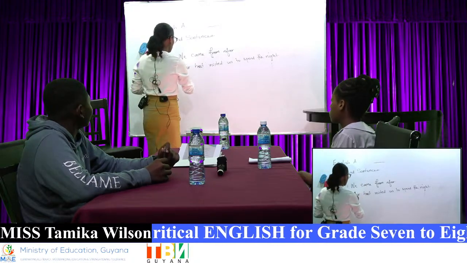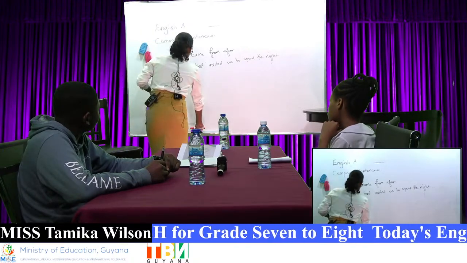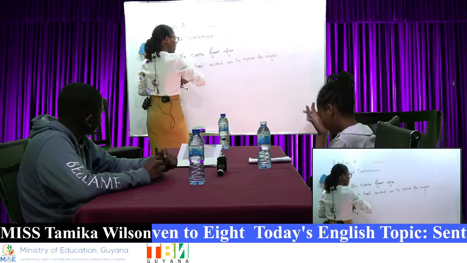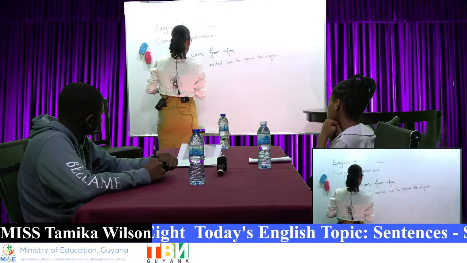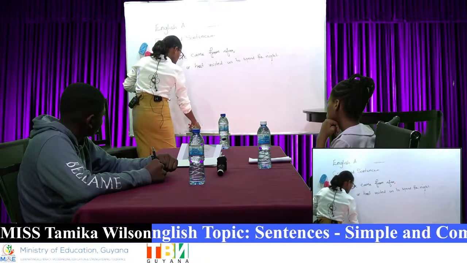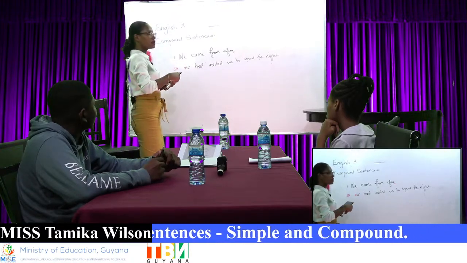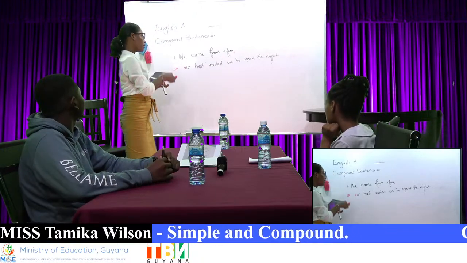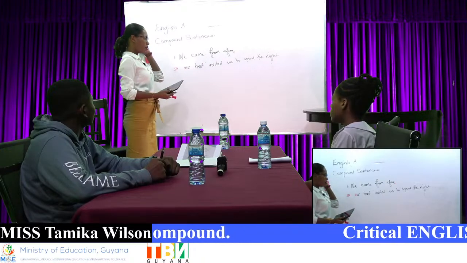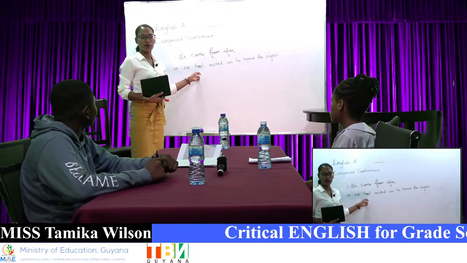So instead of having two sentences, we can do what? Of course, remove this full stop. We can add what here? A comma. So now the sentence becomes one sentence: we came from afar, so our host invited us to spend the night. And now we have one sentence instead of two simple sentences.